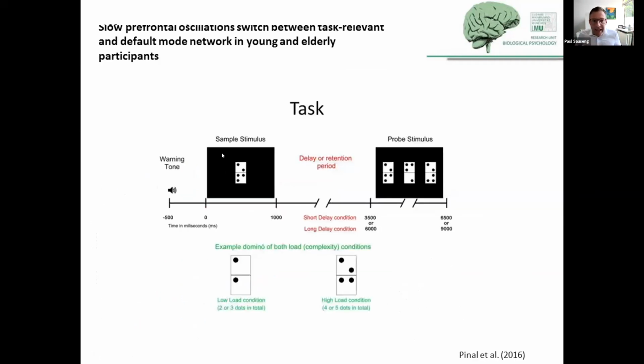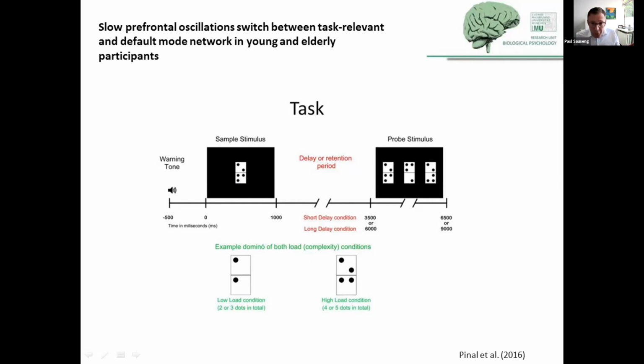In this study, we again did a visual working memory task where participants had to retain the configuration of such a domino tile, retain that for up to 6 seconds, compare them to probe stimuli, and select which of the probe stimuli was matching the sample stimulus. And we did the task in young, healthy participants and compared them to elderly participants with an average age of, I think, 67 years or something like that.